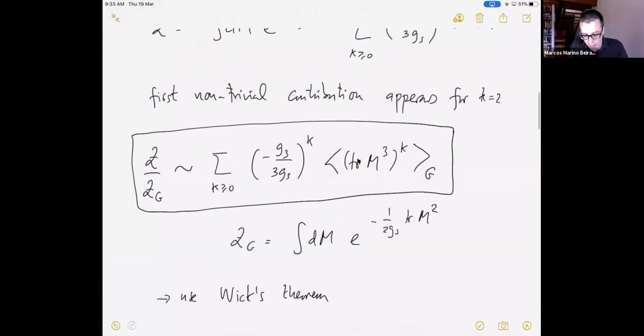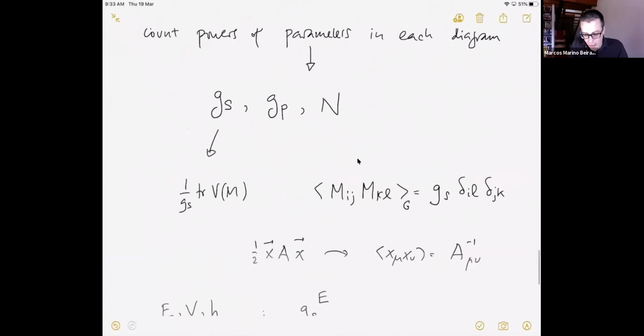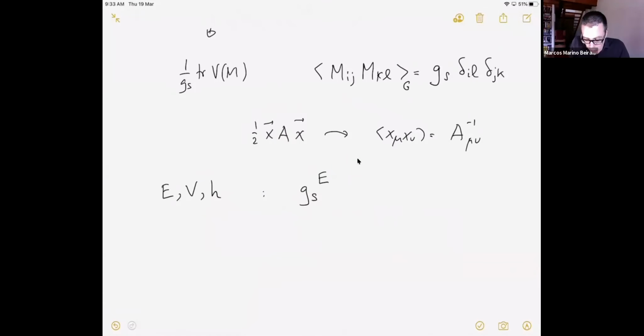Okay, now we are back in. So as I was saying, every vertex gives you 1 over GS. So there will be this power here, GS to the E minus V. So this is what happens for GS.